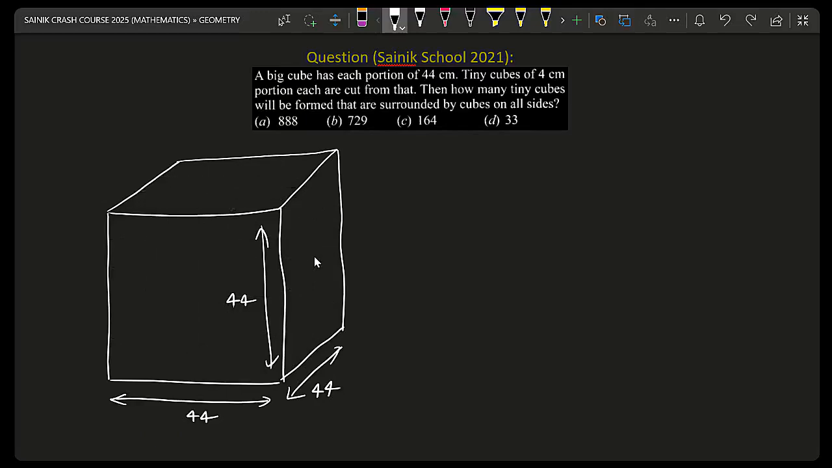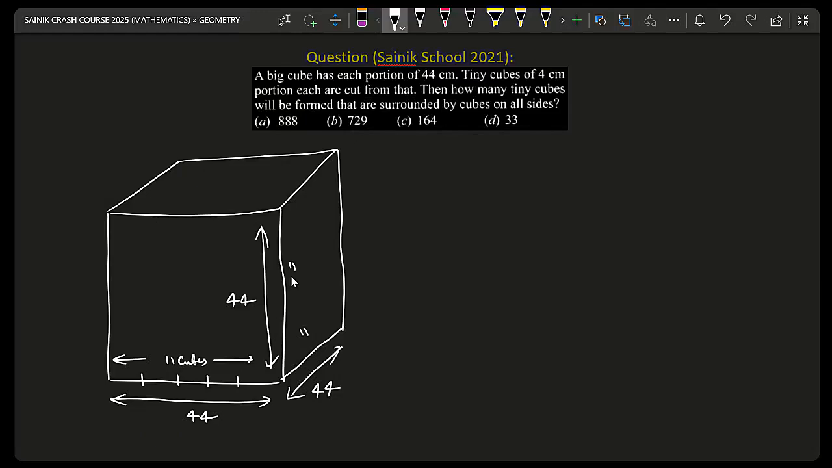Now, if I divide like that, suppose I am making the divisions here, 1, 2, 3, like that, so this is 4, this is 4, this is 4, and so on. How many cubes will be arranged here on each side? 11. Very good. 44 divided by 4 is 11, right? So 11 small cubes are arranged on this side, 11 on this side, and 11 on this side. So total how many cubes are formed?